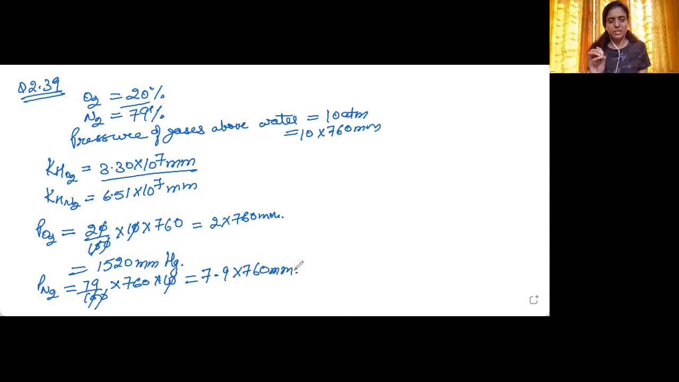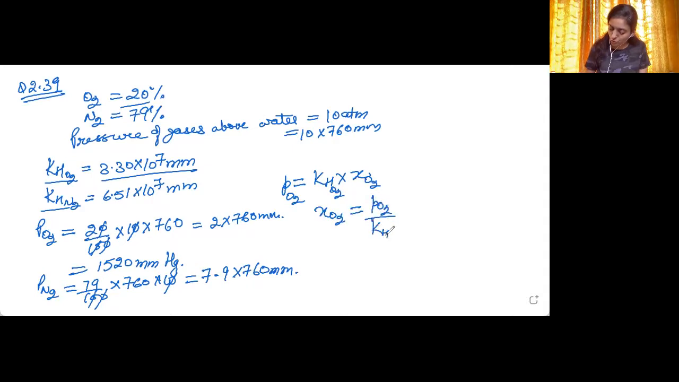So the partial pressure of oxygen and partial pressure of nitrogen we have got. We have been given the KH values. We need to find out what is the composition. Composition means we need to find out what will be the amount of oxygen and amount of nitrogen in that mixture. So it is P is equal to KH into X. So if it is PO2, KH for O2, XO2. So we need to find out XO2 and XN2. XO2 will be equal to PO2 upon KH for O2.